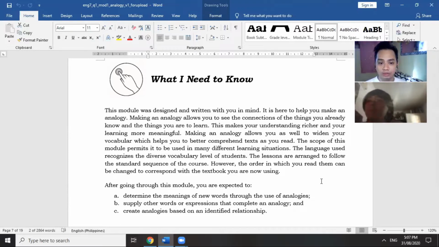The language used recognizes the diverse vocabulary level of students. The lessons are arranged to follow the standard sequence of the course. However, the order in which you read them can be changed to correspond with the textbook you are now using. After going through this module, or after going through our session for now, you are expected to first determine the meanings of new words through the use of analogies, supply other words or expressions that complete an analogy, and create analogies based on an identified relationship.